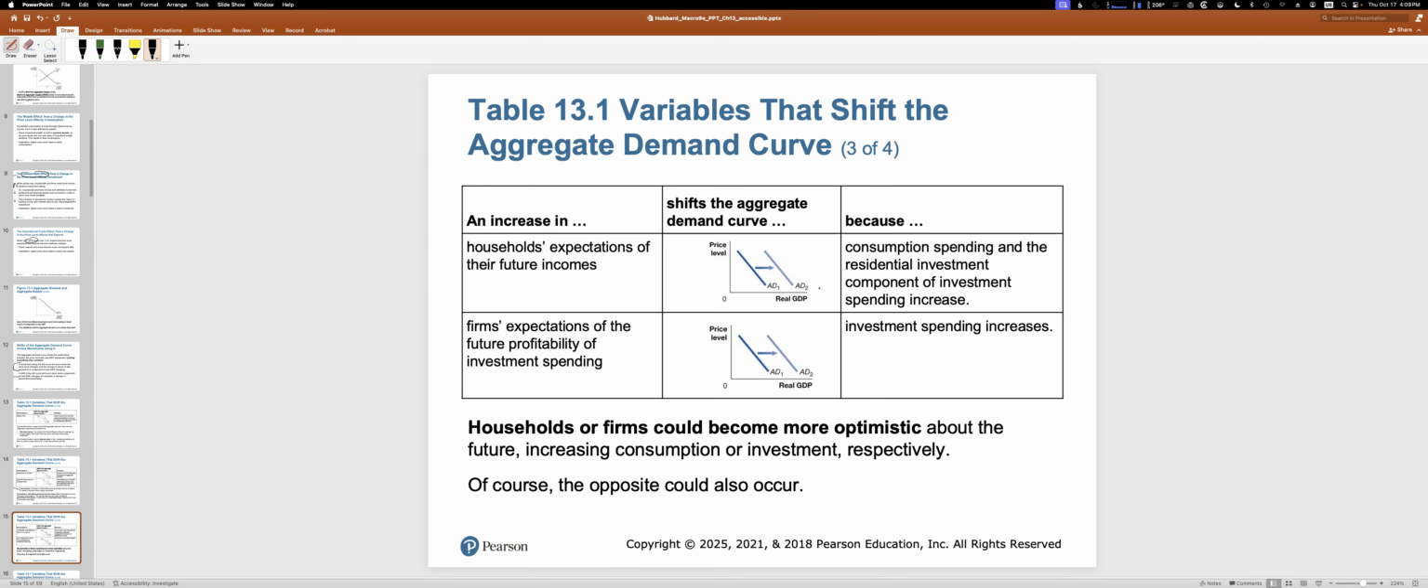Other things, though, that could affect the economy is we could change people's expectations. We could make them more or less optimistic. So we've got fiscal policy, monetary policy, and changing expectations to be able to shift the AD curve. And this should be pretty obvious. More optimistic shifts aggregate demand to the right. Less optimistic shifts the aggregate demand curve to the left.